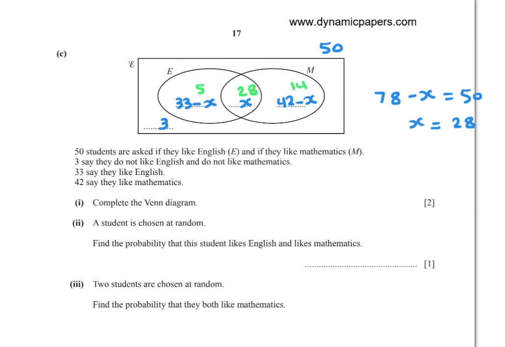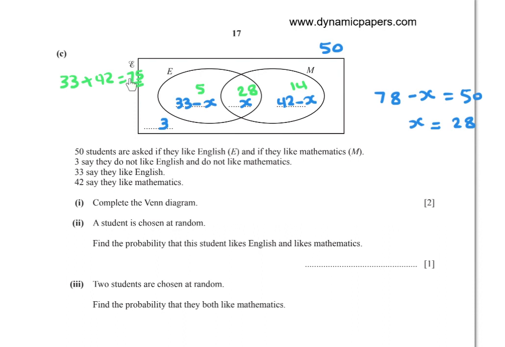So now we have the numbers. We complete the Venn diagram: 3, 5, 28, 14. The second way to find the numbers to complete the Venn diagram: we know that the total is 50, and 33 for English and 42 for math. Add them. 33 plus 42 equals 75. So if we add English plus mathematics, 75.